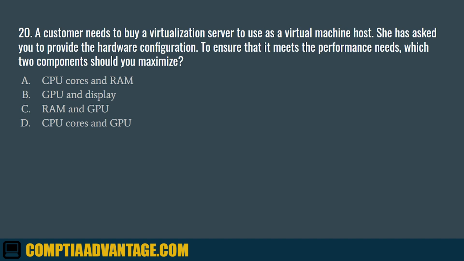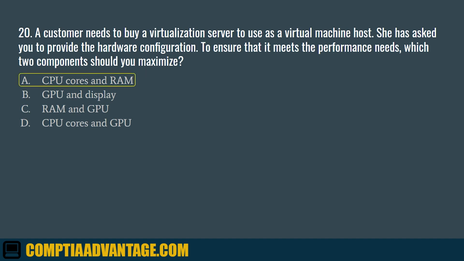Question 20. A customer needs to buy a virtualization server to use as a virtual machine host. She has asked you to provide the hardware configuration. To ensure that it meets the performance needs, which two components should you maximize? A. CPU cores and RAM. B. GPU and display. C. RAM and GPU. D. CPU cores and GPU. The correct answer is A.